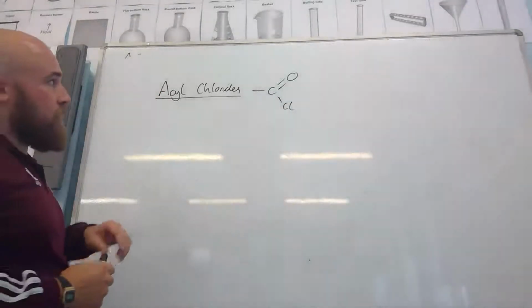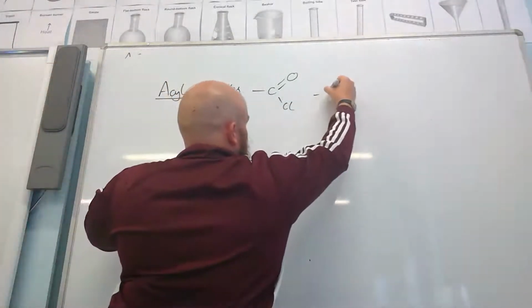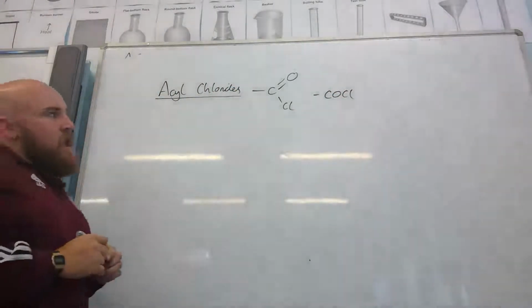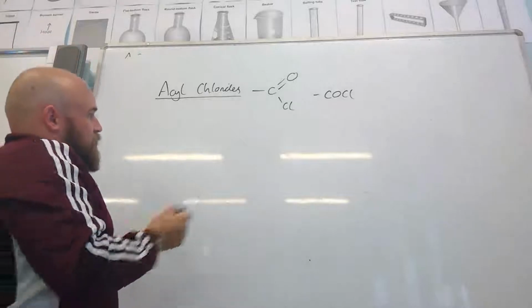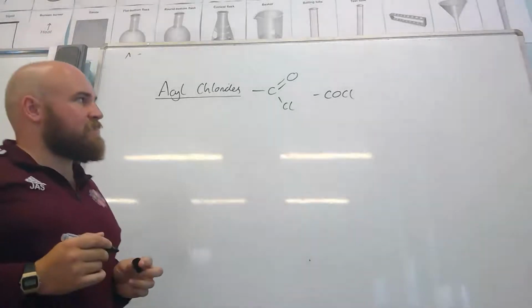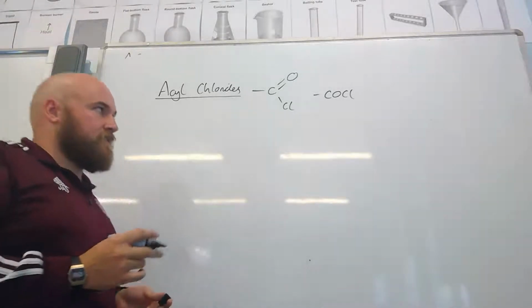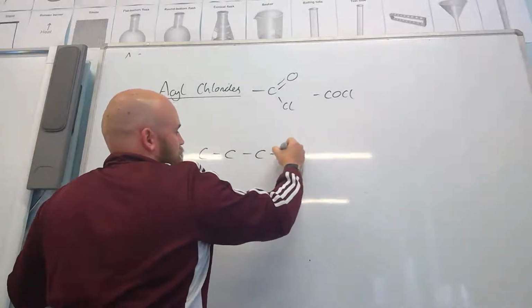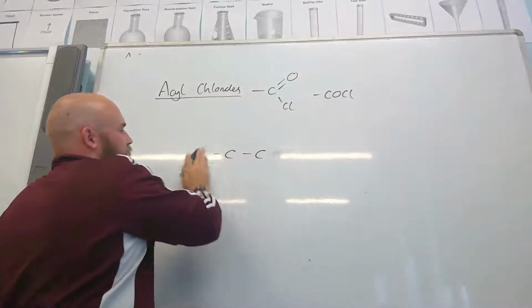Acyl chlorides contain this COCl group. So in structural formula, it would read as COCl. And then, how are we actually naming this? Well, let's have a look. They're carboxylic acid derivatives, so they're derived from carboxylic acids. Let's have a look at a nice simple one.